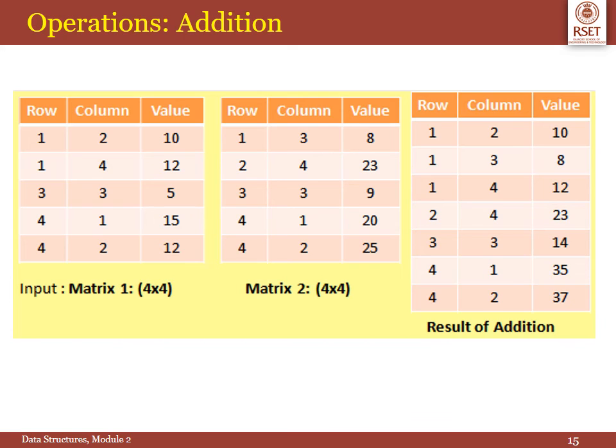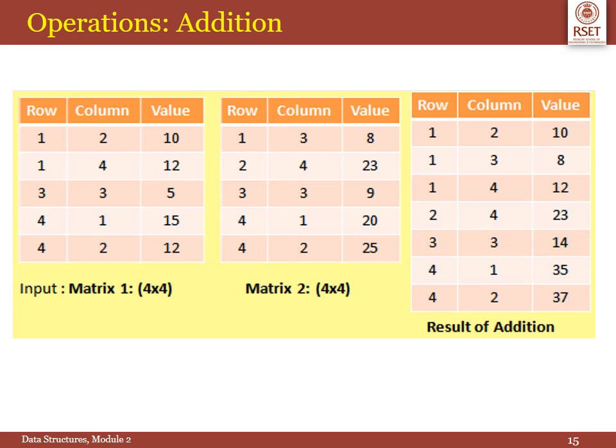So now we are in the third row in the first matrix, but we're still in the second row in the second matrix. Now I'll compare the row numbers, that is 3 and 2. 2, which is the row number in the second matrix, is smaller. They are different, and the entry in the second matrix is smaller, so I'll copy that entry, that is 2, 4, 23 to the resultant.